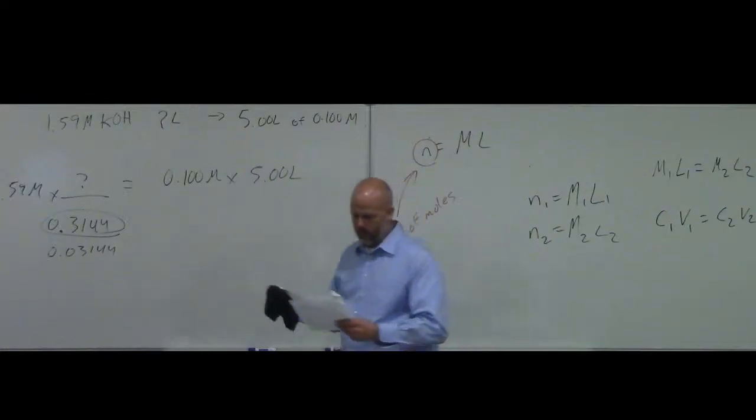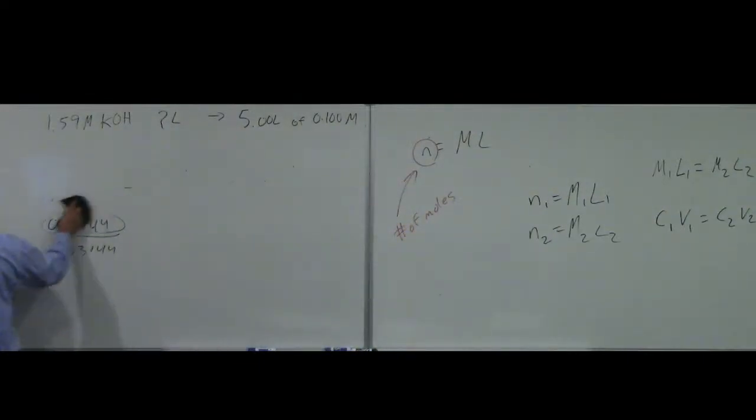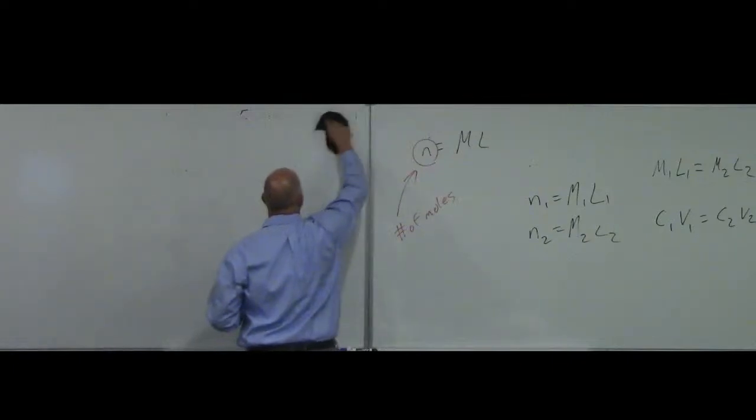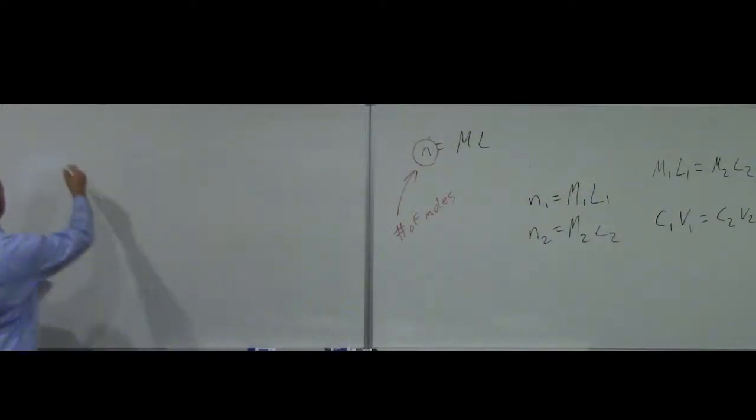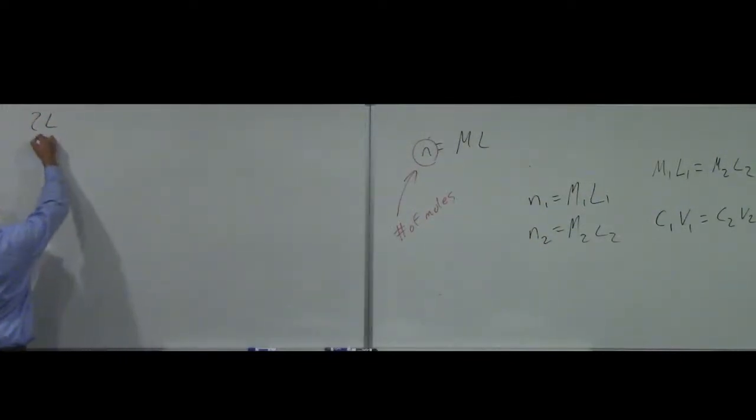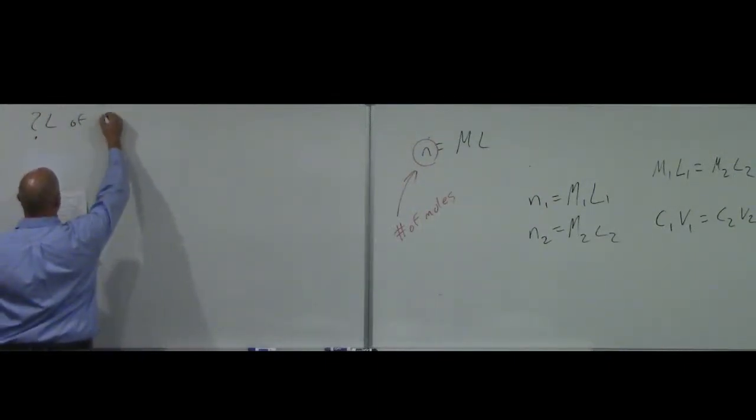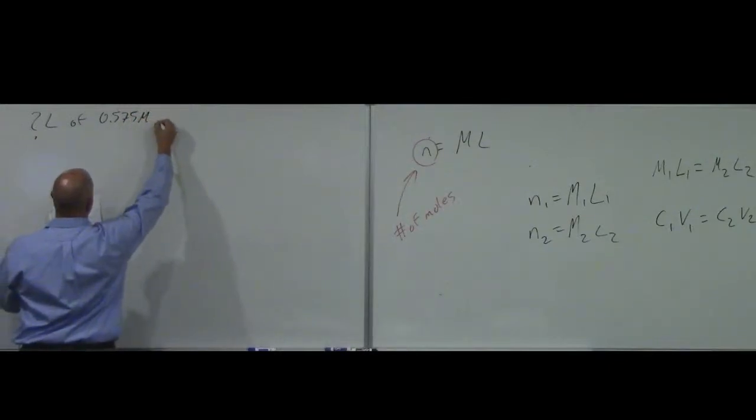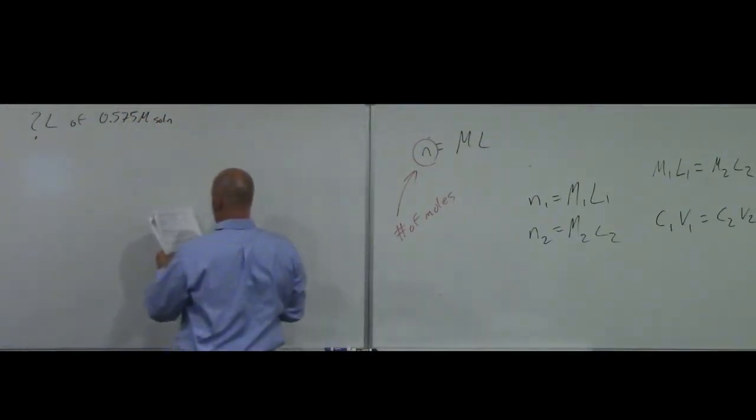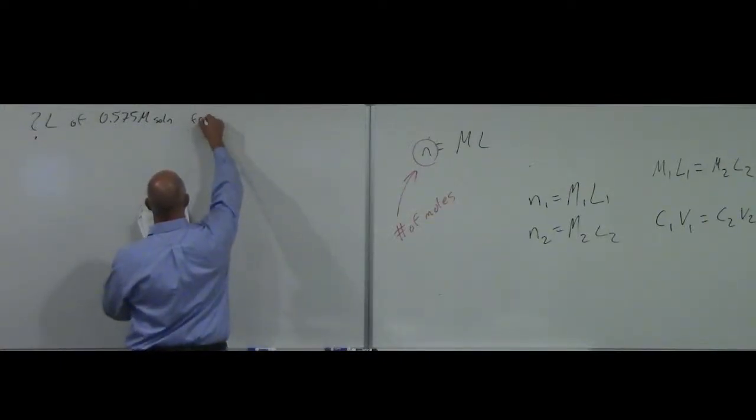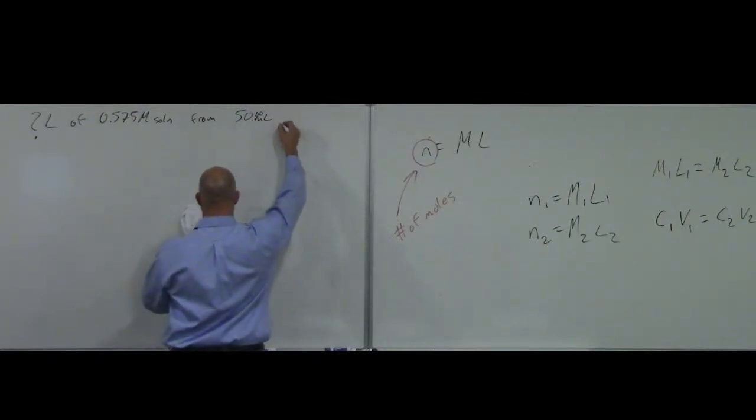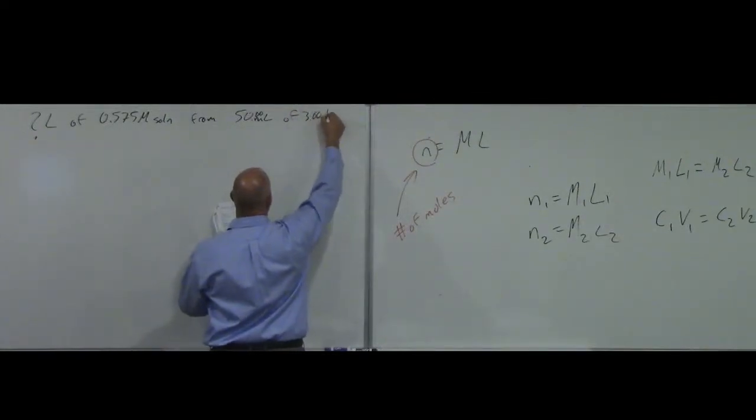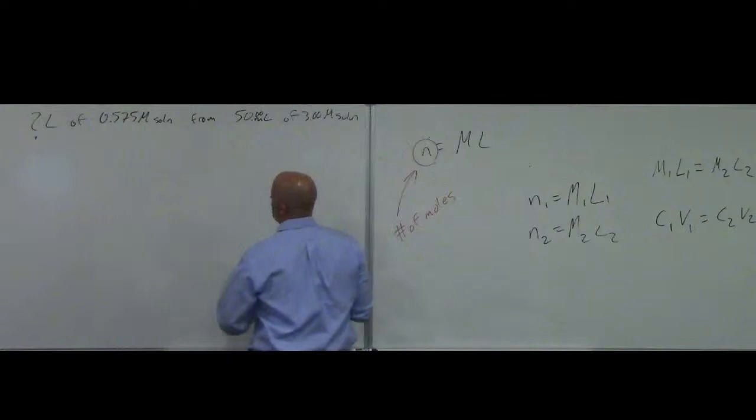What volume of a 0.575 molar solution of glucose can be prepared from 50.00 mLs of 3.00 molar solution of glucose? Okay, you'll set it up.